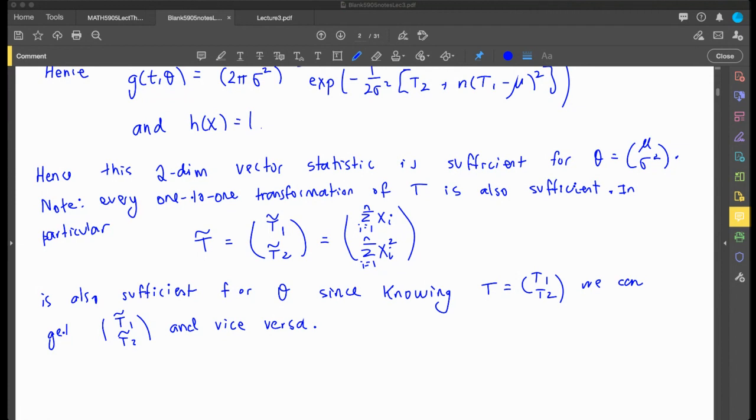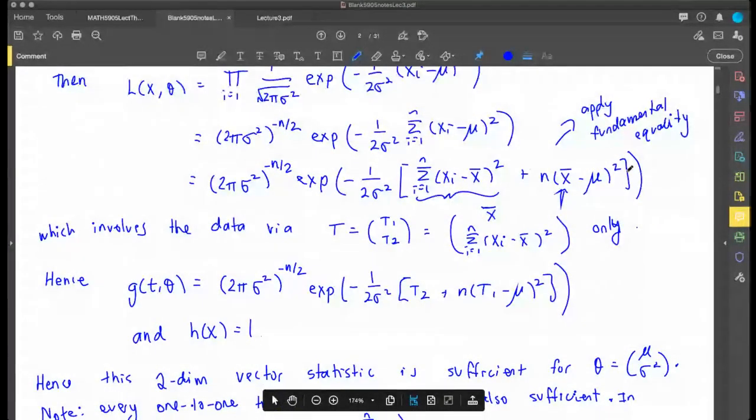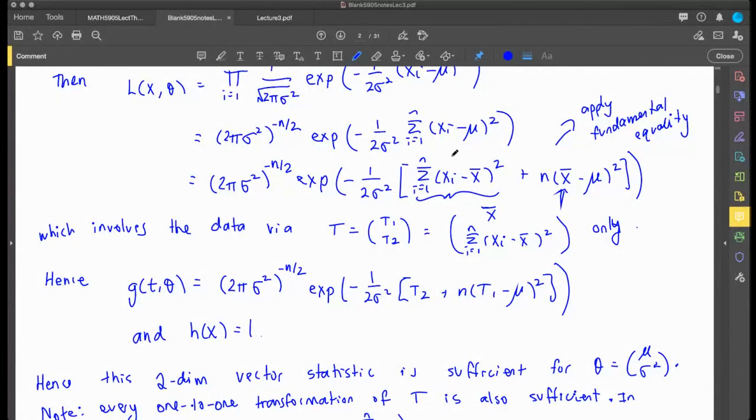Oh, there's one. Why is t1 equal x bar and t2 equal the summation expression? That's because we can write the likelihood as a function of g of t, theta times h of x. Right, that comes back to this expression. Now, the only time I see my data is in x bar here and this expression here. So I replace that with t2, I replace that with t1, and now my likelihood can be written as g of t, theta times h of x. Okay, where t is these two components, t2 and t1.